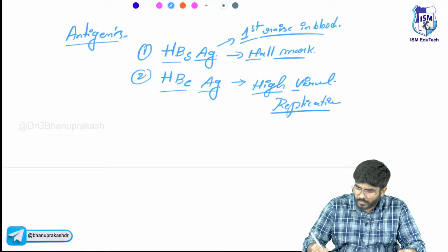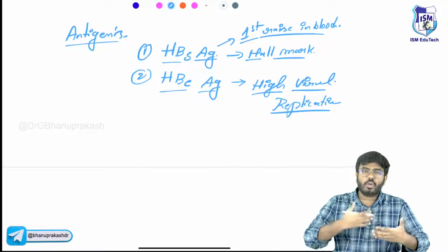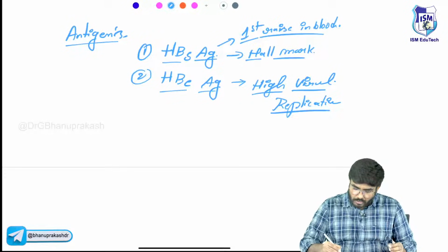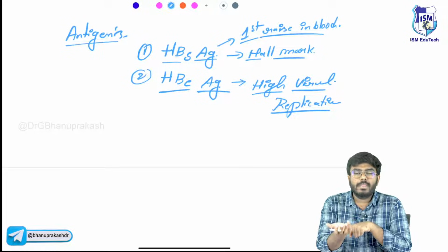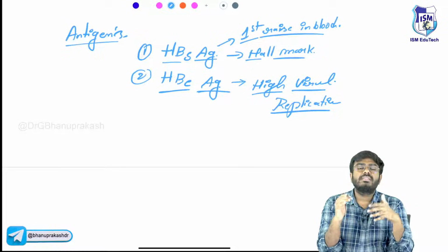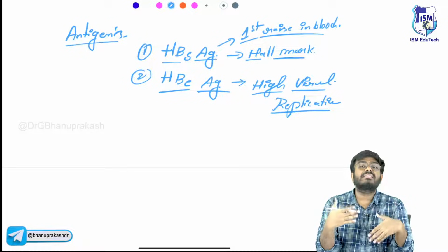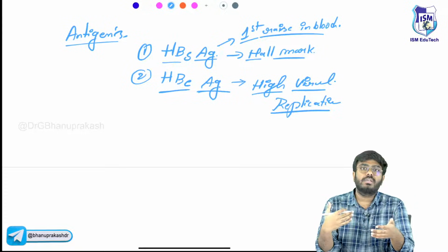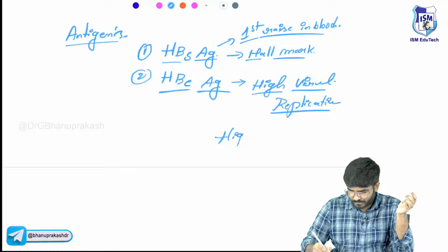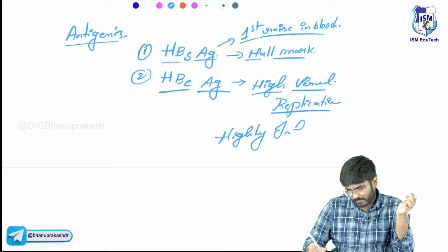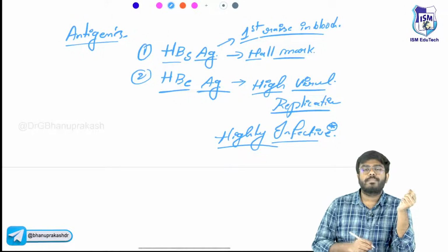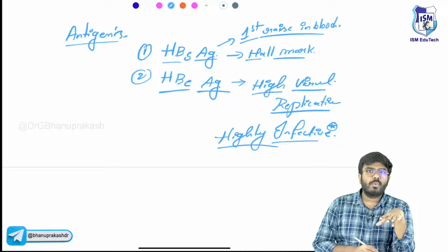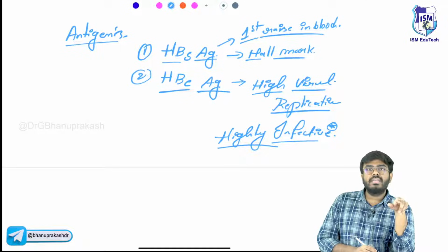It means there is a lot of replication happening in the body. Lots and lots of viruses are getting produced. So if I see hepatitis B E antigen in the patient's serum, I know he has a high viral load. The virus is replicating so much and he is highly infective. So of the two antigens, the hallmark is hepatitis B surface antigen, which rises first, and hepatitis B E antigen indicates high infectivity.